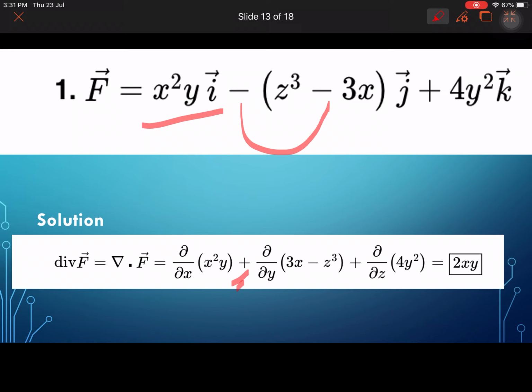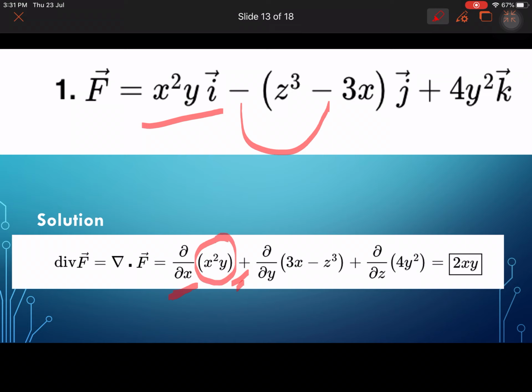So what is the meaning of the partial derivative? With respect to that variable only, the function is changing. The remaining things we consider as constants. So in this case, with respect to x we are partially differentiating this function, x square into y.